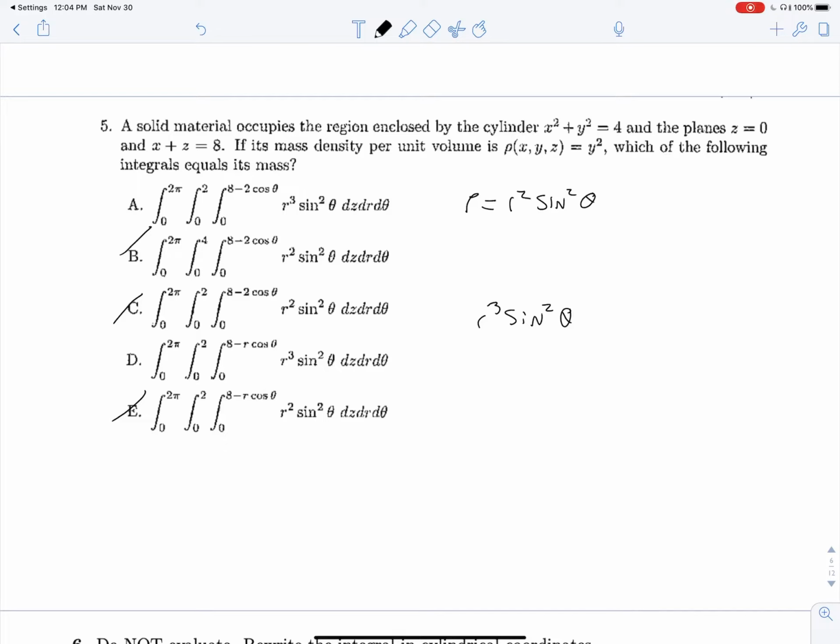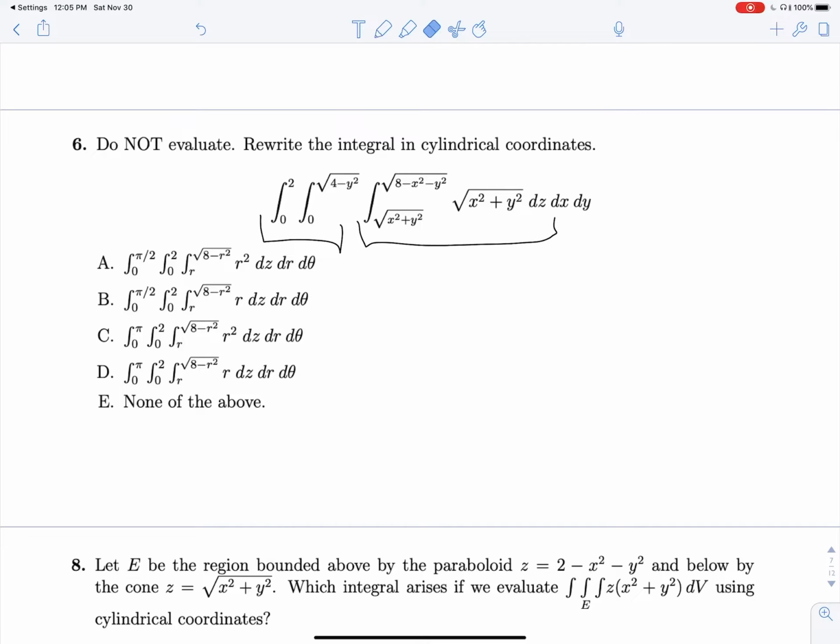Let's rewrite this integral in cylindrical coordinates. Well, doing what we usually do and taking our dz first, and then our integrand, and then taking a look at dx dy later, we can turn these bounds into r and root 8 minus r squared, and our integrand is going to become r squared dz. And then as for our dr d theta, we just have to graph it.